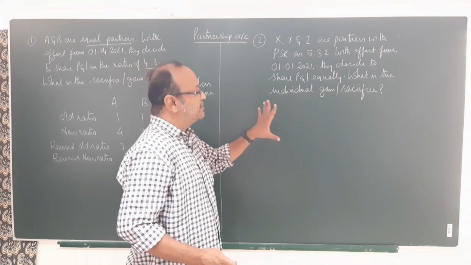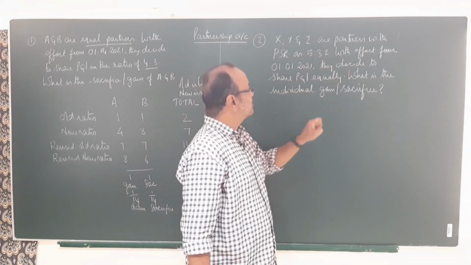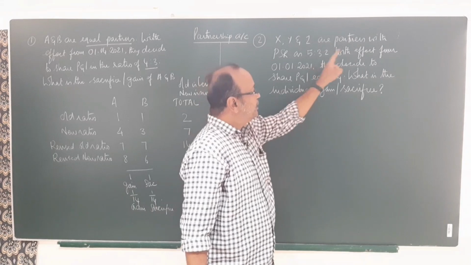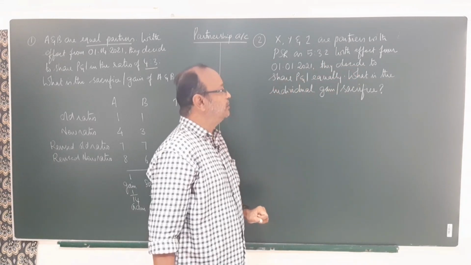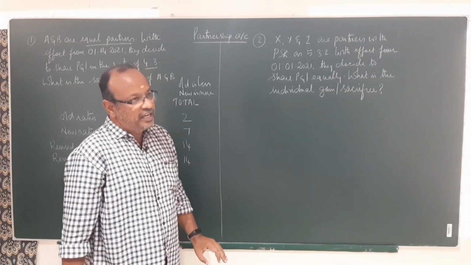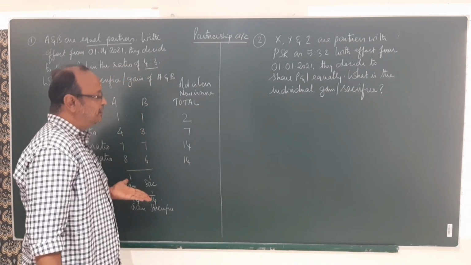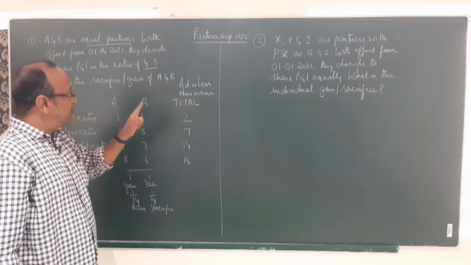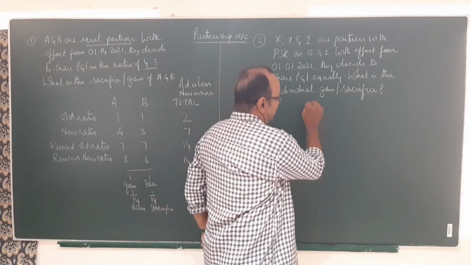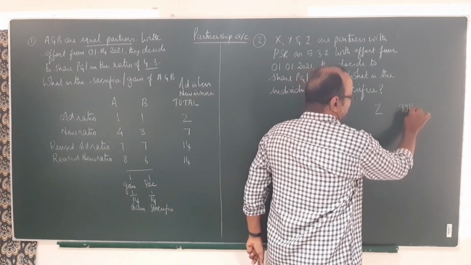Here, let's analyze the question first. X, Y and Z are partners. Profit sharing ratio is 5:3:2. With effect from 1st January 2021, they decide to share profits and losses equally. What is the individual gain or sacrifice? The same method. Here we had only A and B, there we have got 3 partners. So you write X, Y, Z and total.